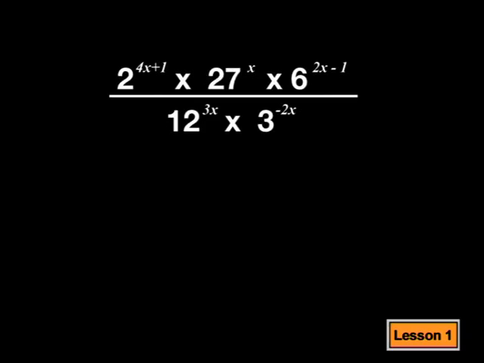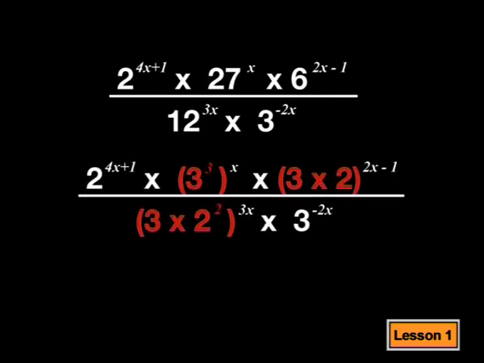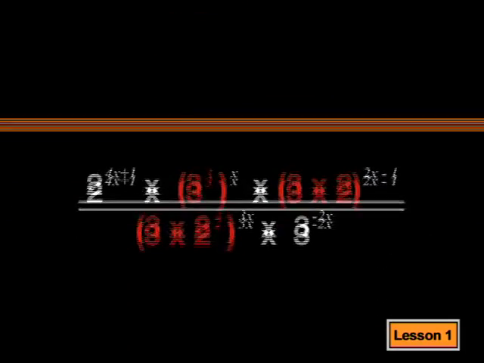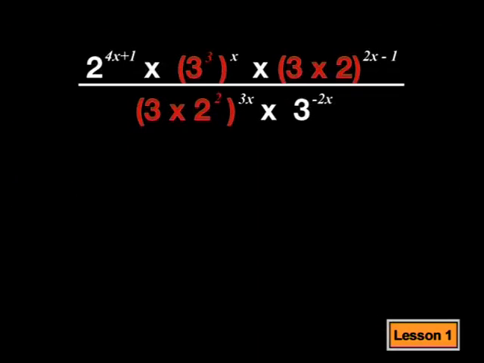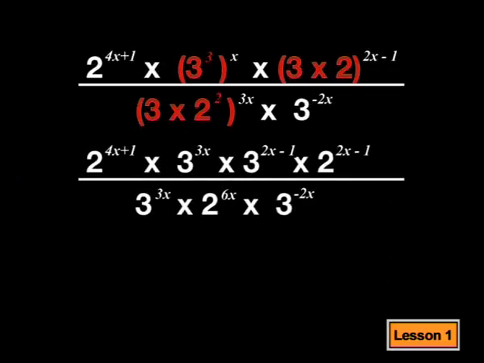Okay. The first thing I need to do is write the bases as prime factors. 6 is 3 times 2. 12 is 3 times 2 squared. Now I need to get rid of the brackets. So I distribute the powers. That gives me like bases at the top and at the bottom. I'm not sure what to do first.